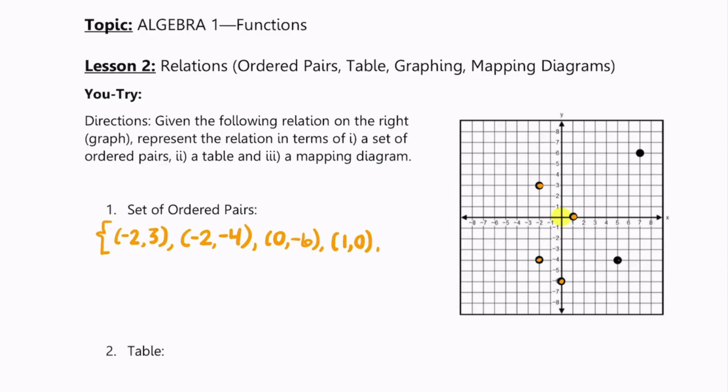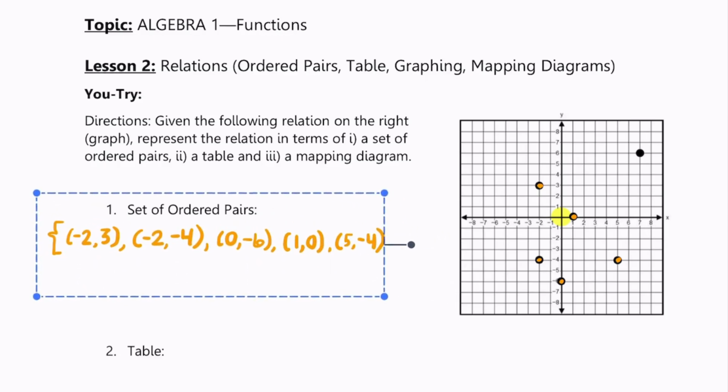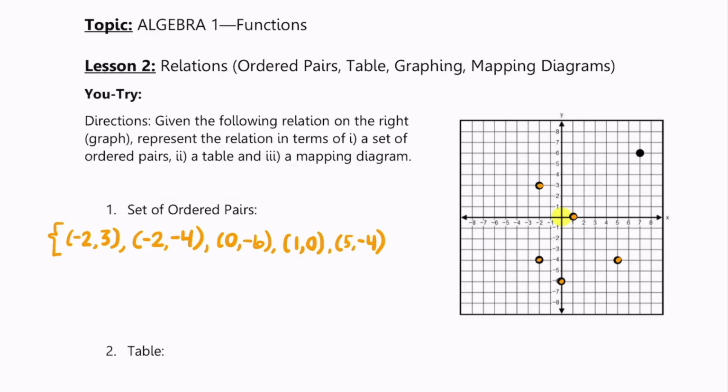The next guy is going to be this dot here. It looks to me that we have to travel to the right 5. And then we are going to go down 4, so that's going to give us the ordered pair 5, -4. And I just ran out of room there. You know what I'm going to actually do? I'm going to just move it over a little bit. There we go.